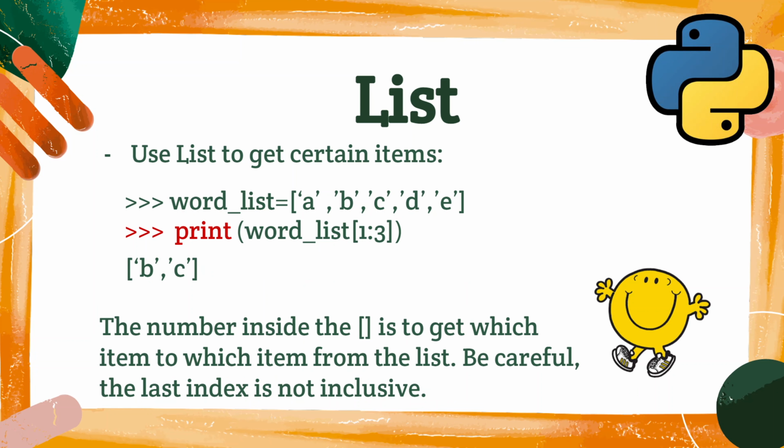The following way is to use list to get certain items. The number inside the square brackets is to get one item to another item from the list. Be careful, the last index is not inclusive, so it only prints out index 1 and 2, which are B and C here. When it prints out more than one item here, do you see that the bracket and single quotations reappear, unlike when printing out only one item?